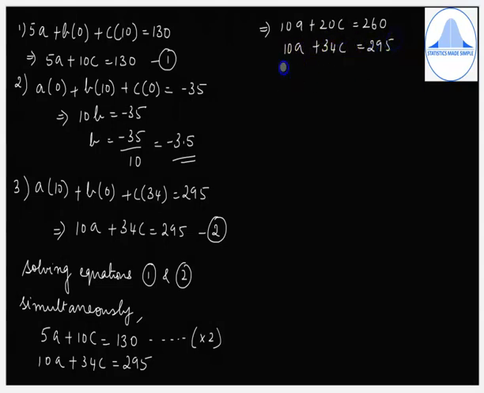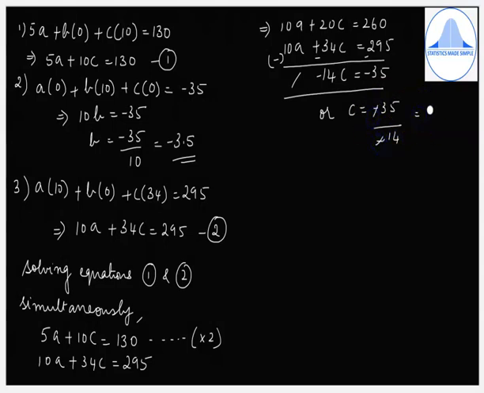Now subtract both the equations. So you have to change this sign. So you will get minus 14c is equal to minus 35, or it implies that c is equal to minus 35 by minus 14. The minus signs will get cancelled and you're left with 2.5.